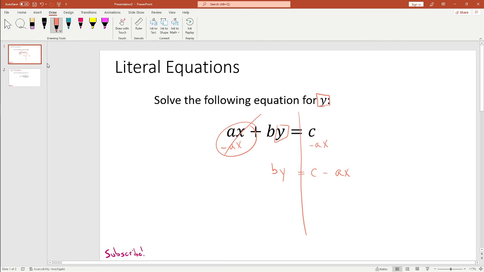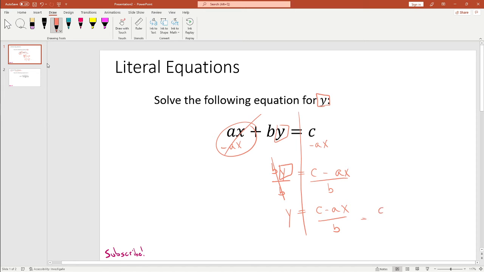Let's check, did I isolate my variable yet? No, I have y and it's being multiplied by b, so let's divide both sides by b, because remember, b divided by b is 1, and 1 times y is y. So I finally isolated this side, but now I have to divide the entire other side by b, so I have this expression here, c minus ax in the numerator divided by b in the denominator.